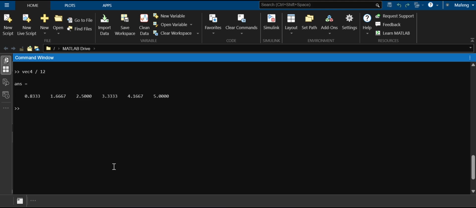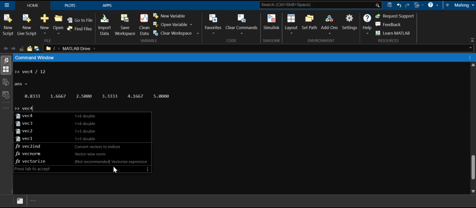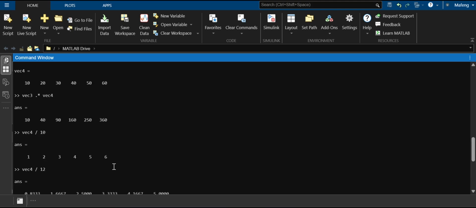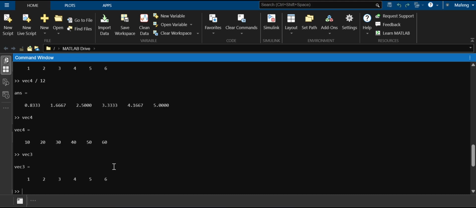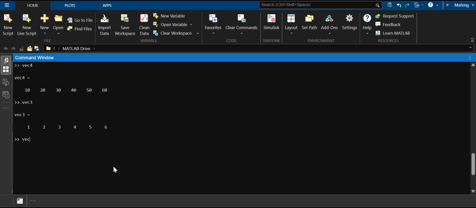Alright, then we can divide vector 4. This is vector 3. We can perform element-wise division. So each element here would be divided by each element here. So this is element-wise, meaning 10 will divide 1, 20 over 2, 30 over 3, 40 over 4, 50 over 5. So you have 10, 10, 10, 10 all through.